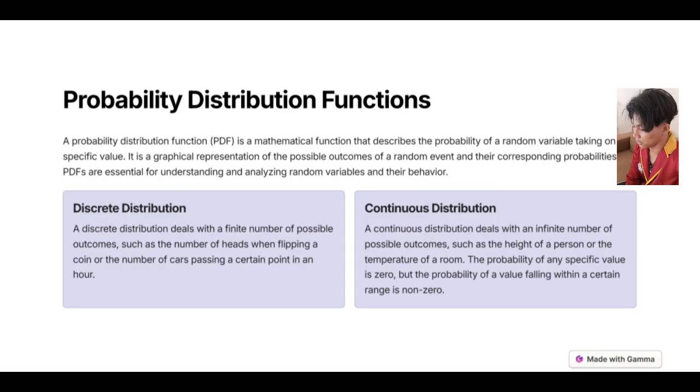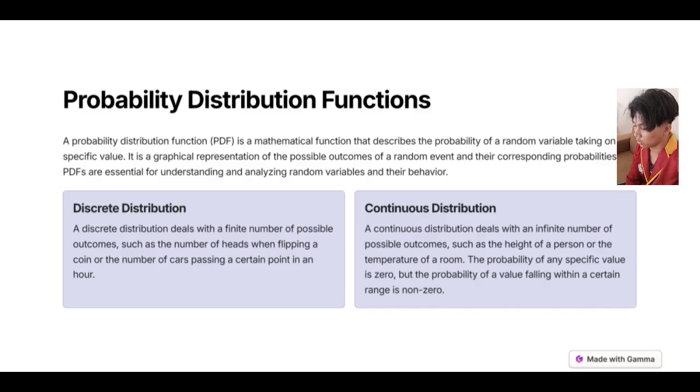Probability distribution function. A probability distribution function is a mathematical function that describes the probability of a random variable taking on a specific value. It is a graphical representation of the possible outcomes of a random event and their corresponding probabilities. PDFs are essential for understanding and analyzing random variables and their behavior.